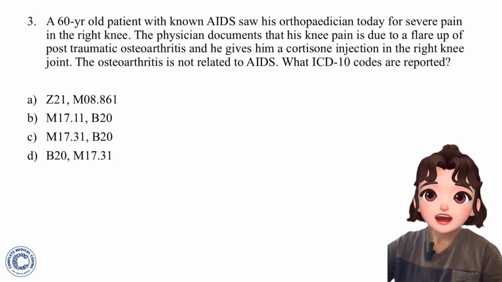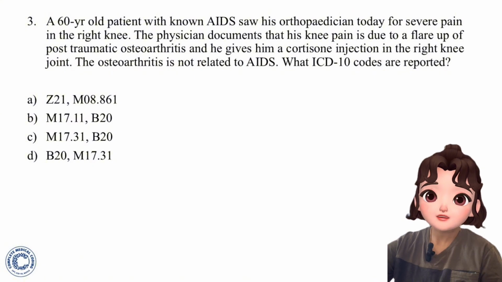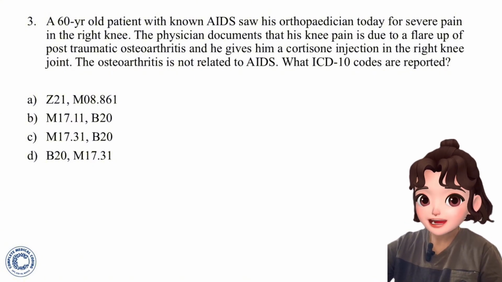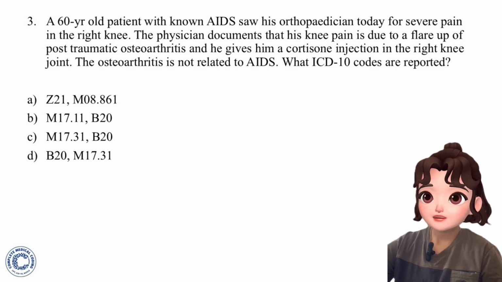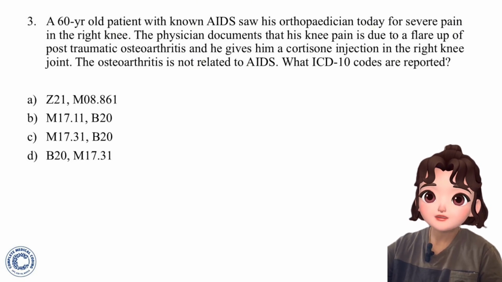Moving to option C, M17.31. What is M17.31? This is what we need. Unilateral post-traumatic osteoarthritis of right knee. Yes, post-traumatic osteoarthritis of right knee. Unilateral. This is what we need along with the HIV code B20.